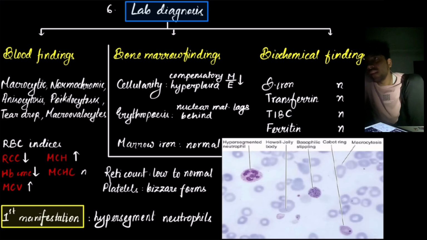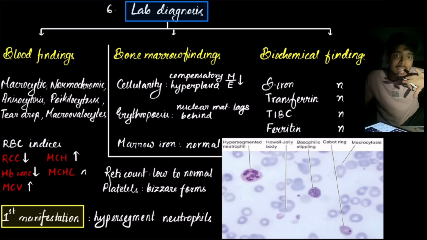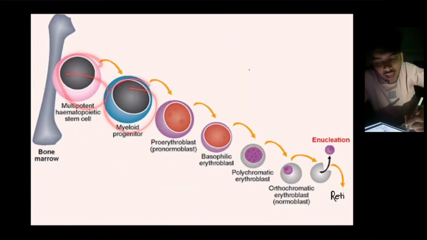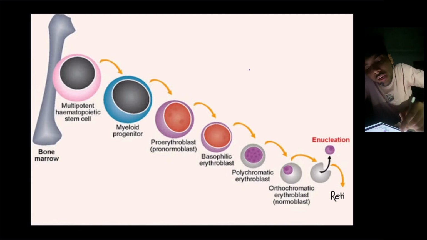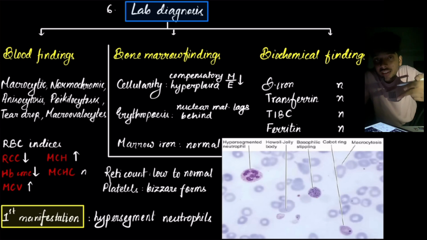So I said that there is a defect in DNA and not in cytoplasm. So if there is a defect in DNA or in the nucleus, obviously it's not just going to be RBCs that are affected, because these precursor cells of RBCs contain a nucleus. A defect in the nucleus leads to your megaloblastic anemia. But the nucleus is also present in other cells like your WBCs and platelets. So obviously defects are going to be seen in your WBCs and platelets as well. Like what? In platelets, you will find platelets of bizarre forms.